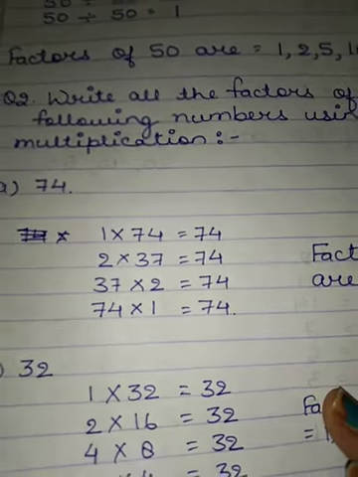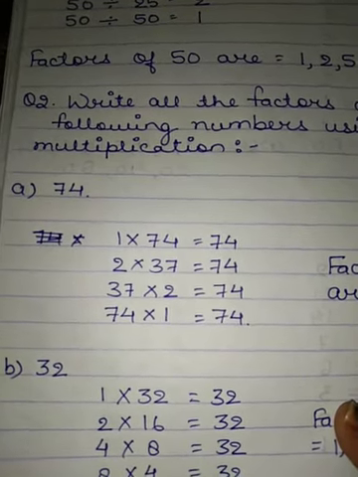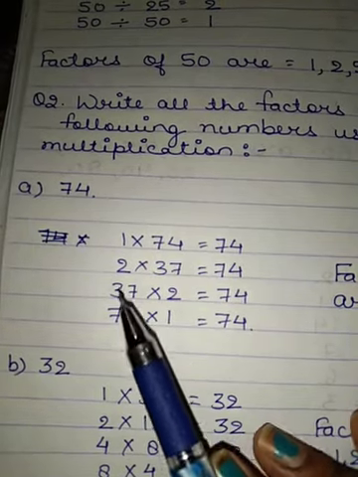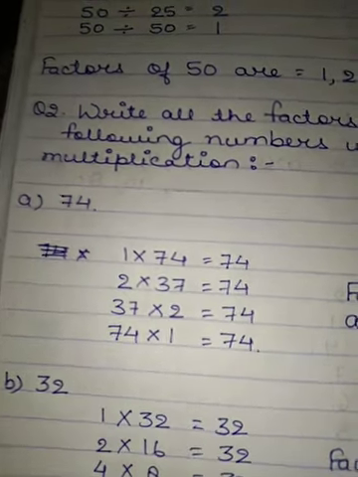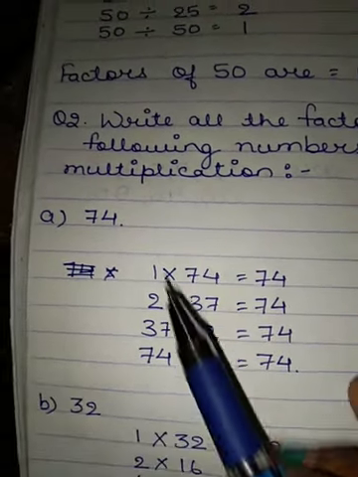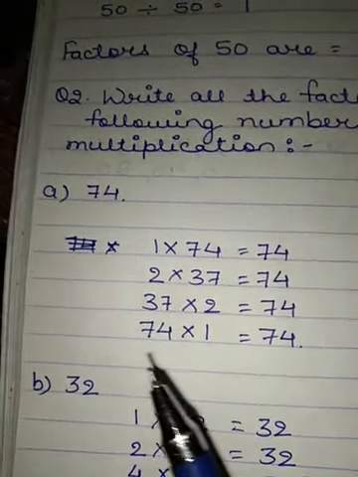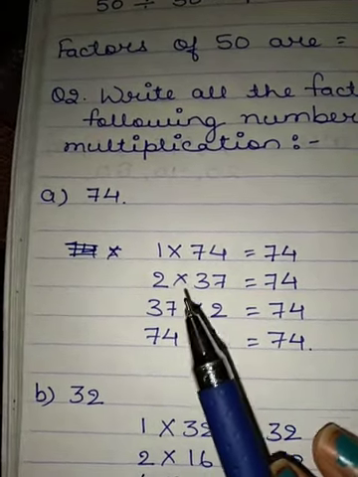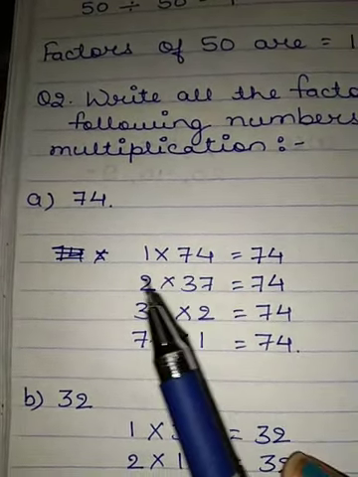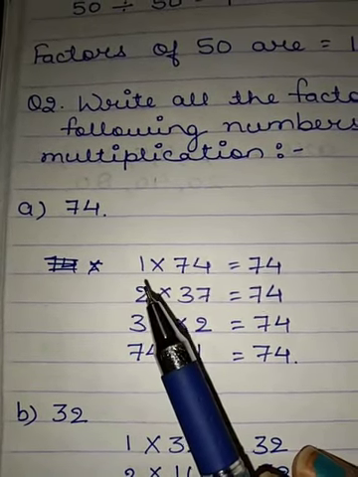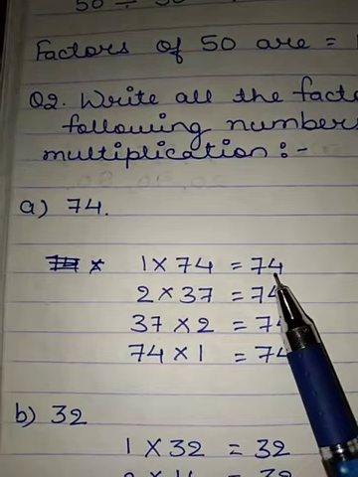So children, here also we have to do the same thing, that we have to find out in which tables 74 comes. So in the table of 1 and in the table of itself it can come. Now in between which tables it can come, we will see that. In the table of 1, 74 ones are 74.